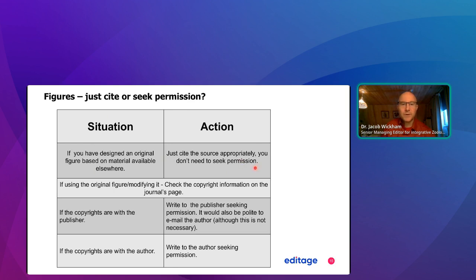You don't need to ask permission if you're using the original figure or just modifying it. You can check the copyright information on the journal's page. And if the copyrights are with the publisher, it's best to write to the publisher seeking permission. Actually, you can just do this online. It would also be polite to email the author, but this is not always necessary. But if the copyrights are with the author, you can write to the author seeking permission.